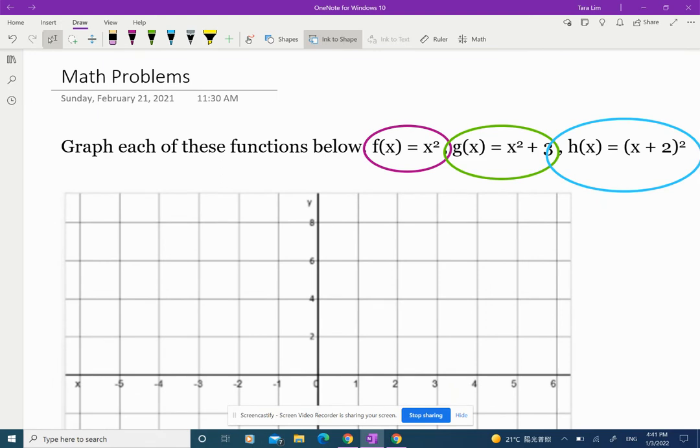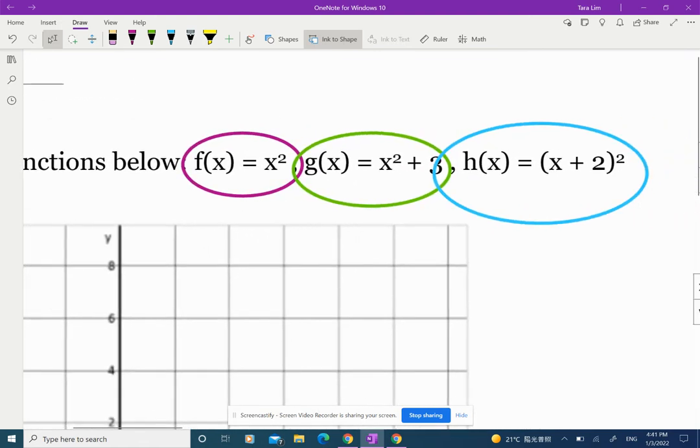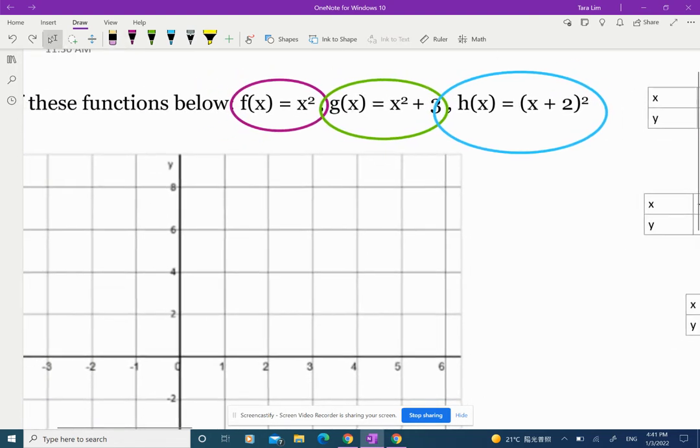Graph each of these functions below. So here we see three different equations. Now remember, f of x, g of x, and h of x, they're all the same thing. They're just y, but they just make the name different so that we don't get confused, and I color coded each of these equations so that we don't get confused.